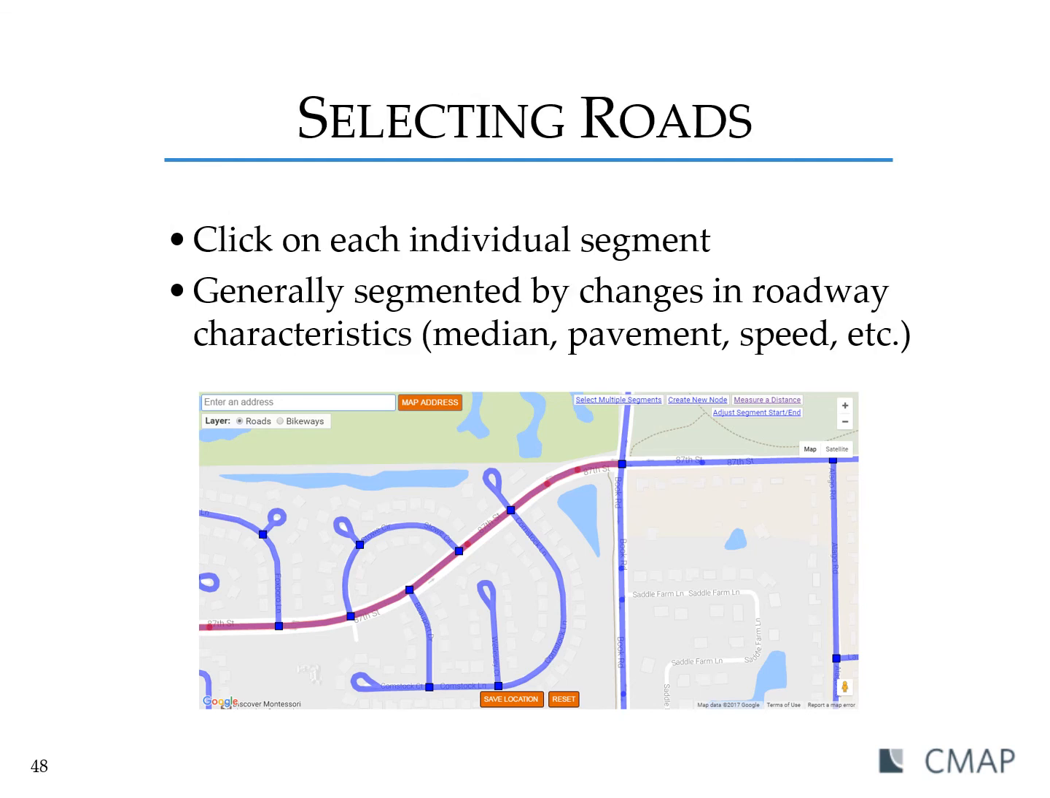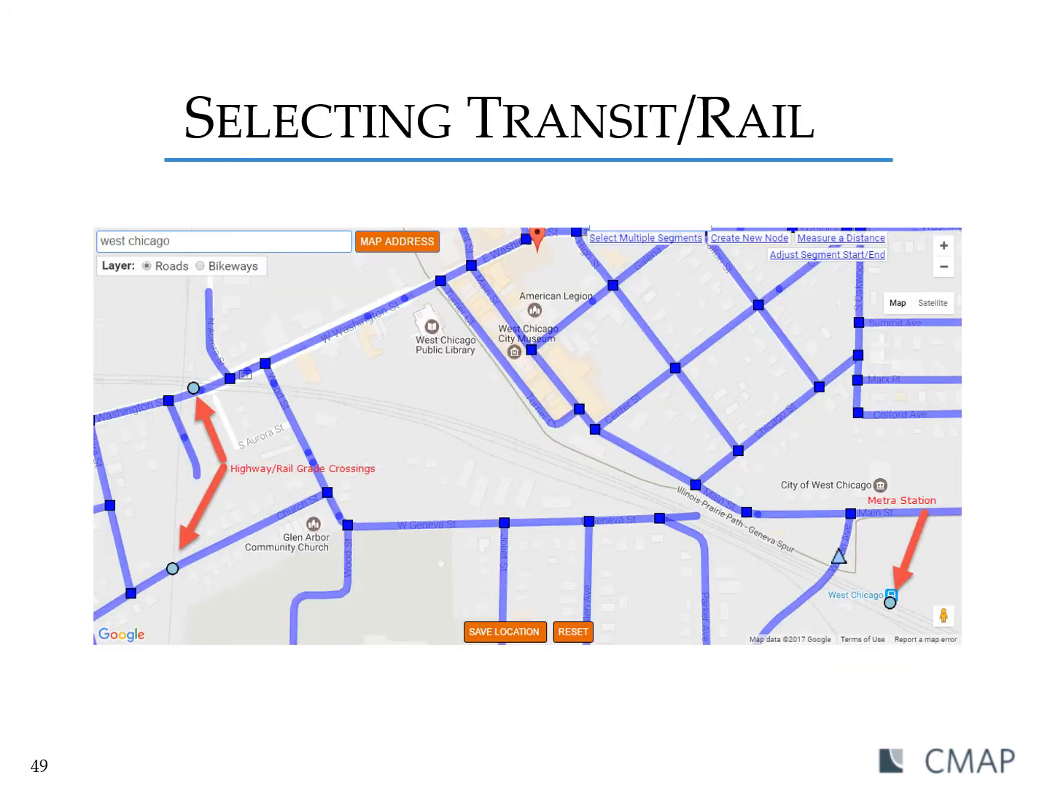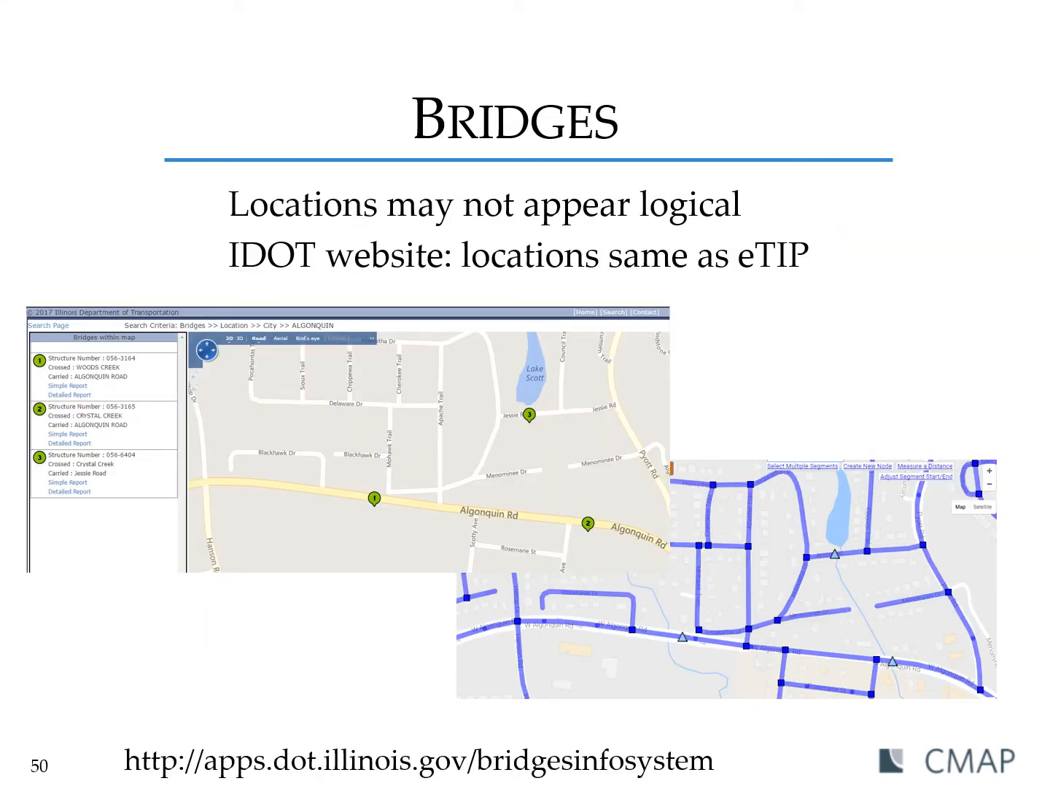So selecting roads is really simple. You just click on each individual segment. Once you click on a segment, it turns red. If you want to unselect it, it goes back to blue. And in general, these segments are characterized by changes in the roadway, so pavement, speed, etc. Same thing applies when selecting transit or rail stops and stations. Again, those are identified by the light blue circles, and when you select those, they turn red. Same thing for bridges. Those are the light blue triangles. Select them and they turn red.